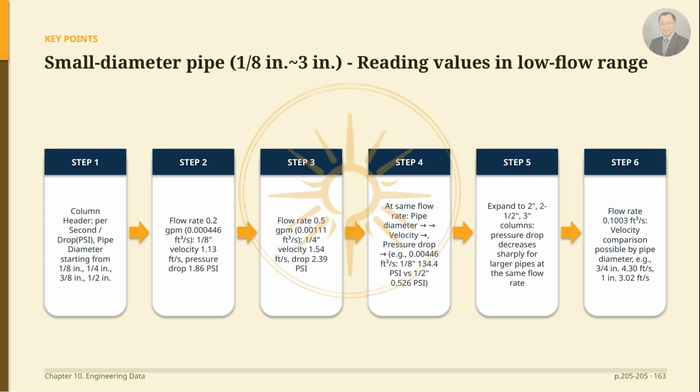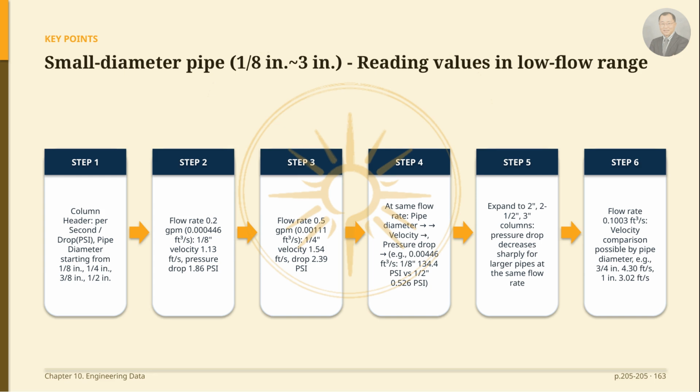For example, when the flow rate is 0.2 gallons per minute, or 0.000446 cubic feet per second, the velocity in a 1/8 in pipe is 1.13 feet per second, and the pressure drop per 100 feet is 1.86 psi. If the flow rate increases to 0.5 gallons per minute, the velocity in a 1/4 in pipe is 1.54 feet per second, and the pressure drop is 2.39 psi.